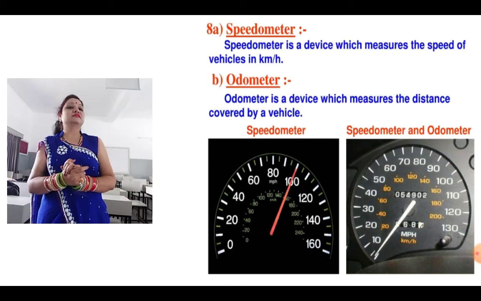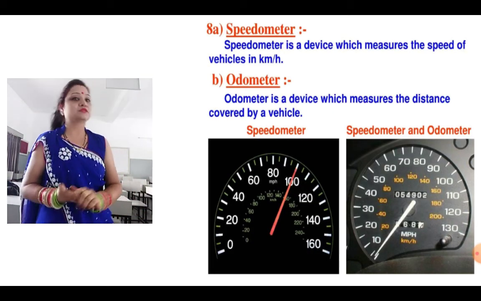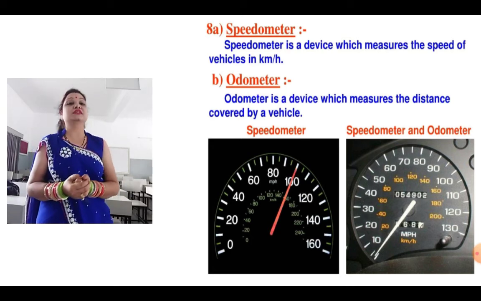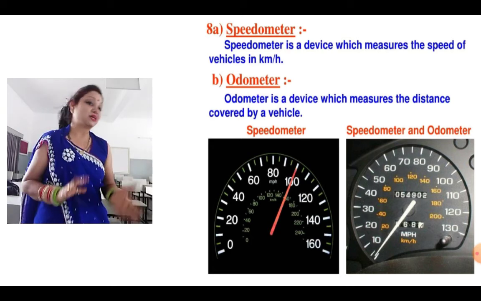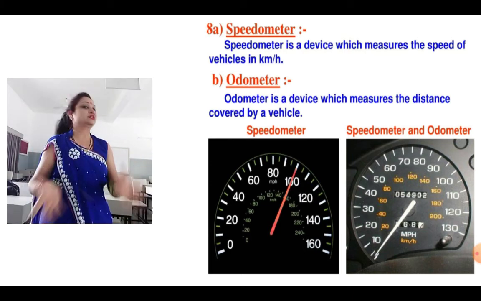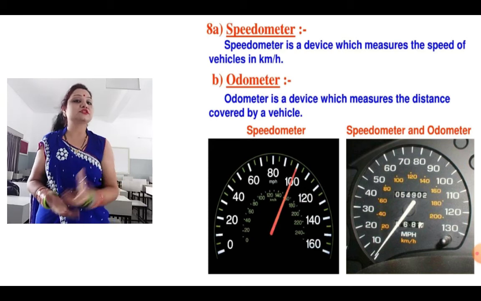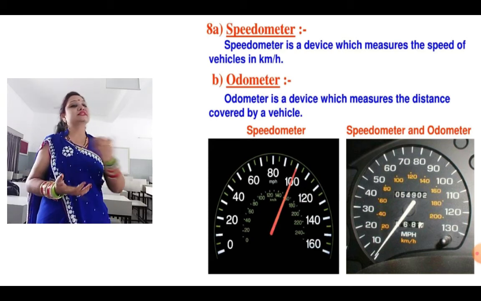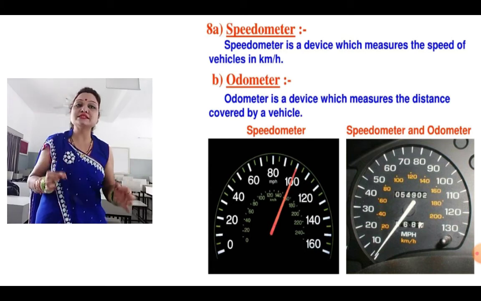Now the next thing is the speedometer. A speedometer is a device which measures the speed of vehicles in kilometer per hour. You must have seen these speedometers in your vehicles. Yes, they measure the speed in kilometer per hour. An odometer is a device which measures the distance covered by a vehicle.